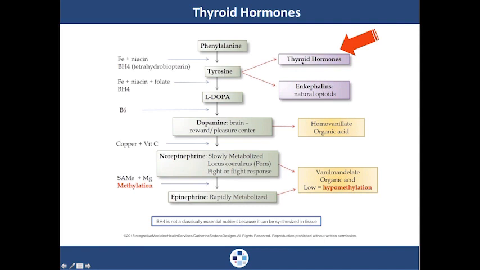So let's follow the pathway down, because if everything is working well, we have phenylalanine going to tyrosine. Tyrosine splits off and is used for thyroid hormones and the enkephalins, the natural opioids. That gets converted to L-DOPA, needing iron, niacin, folate, and also BH4 again. And then L-DOPA, with the help of a cofactor B6, as you know, pyridoxine, creates dopamine, which is the brain's reward and pleasure center. Next, that will get converted to norepinephrine as needed.